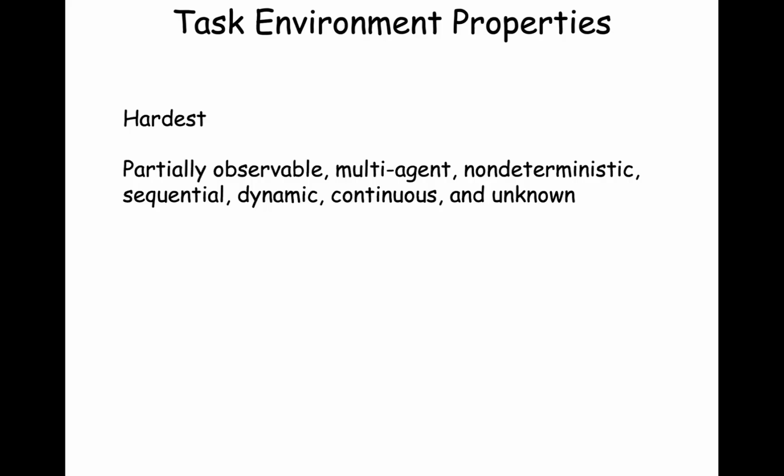Okay. And so the hardest task is one that's partially observable. Not all aspects of the environment are viewable. You can't measure them all through your sensors. It's multi-agent. You have other agents that are acting against you, so to speak. Non-deterministic, sequential, dynamic, continuous, and unknown physics. That's the hardest thing. And so sometimes in designing such systems that operate in such environments, you have to make some engineering modifications to the environment to try to control some things.